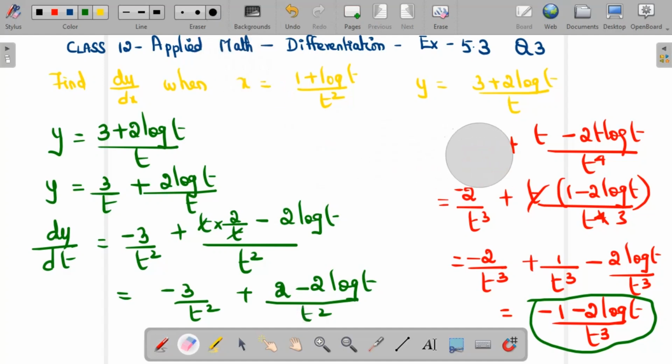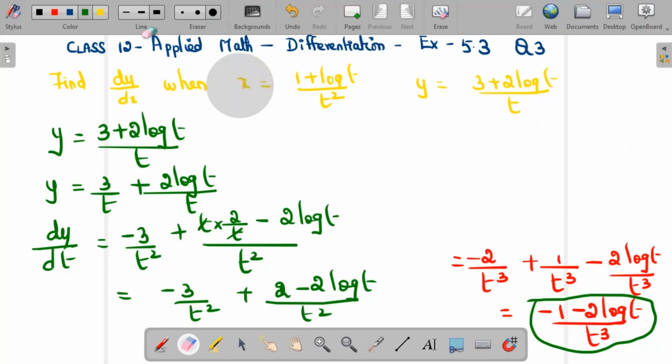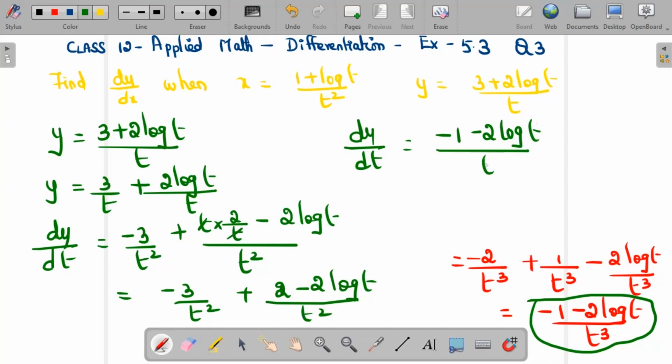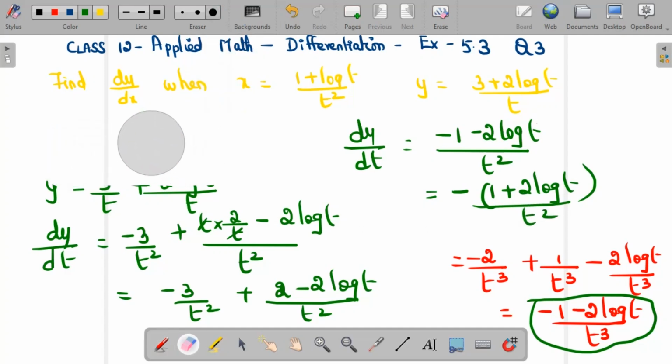So here also there is no need for taking LCM. So let's just simplify and write dy by dt. So dy by dt is going to be minus 3 plus 2. So it is (minus 1 minus 2 log t), the whole thing divided by t squared. I'm taking the minus sign outside. So it is minus of (1 plus 2 log t), the whole thing divided by t squared. So this is the expression of dy by dt.